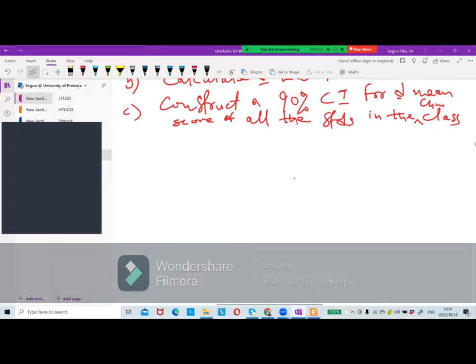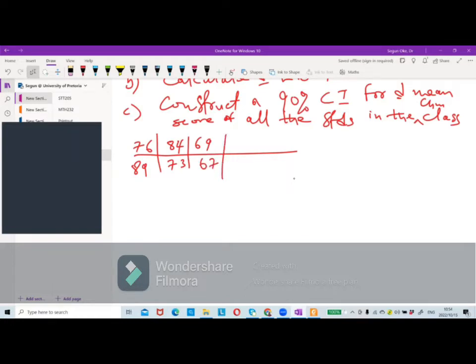Okay, let's look at the table. We are given this table: 76, 89, 84, 73, 69, 67, 92, 85, 58, 77. So how do we solve this one? First thing is X bar. Solution now. Let's calculate the X bar. X bar means mean.